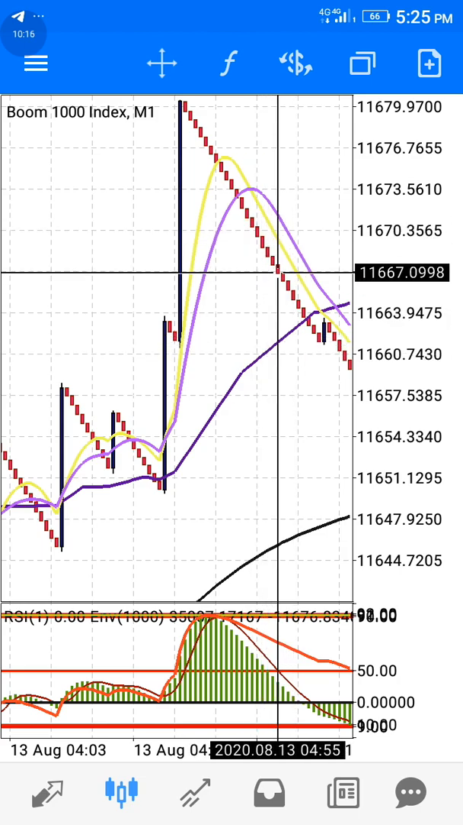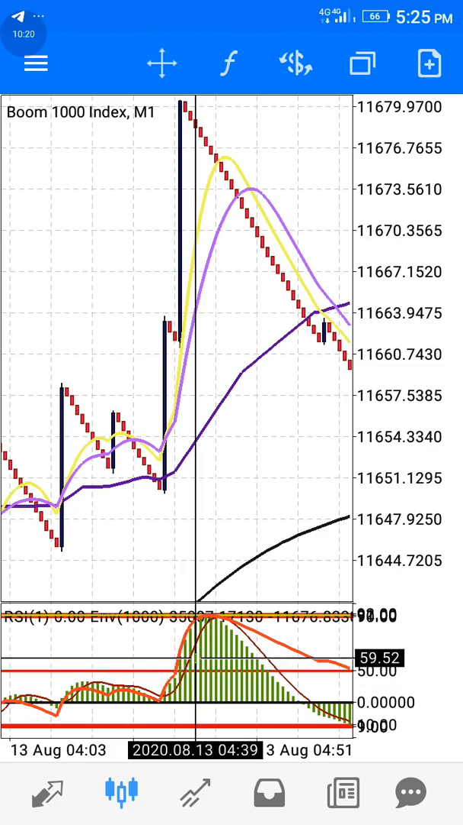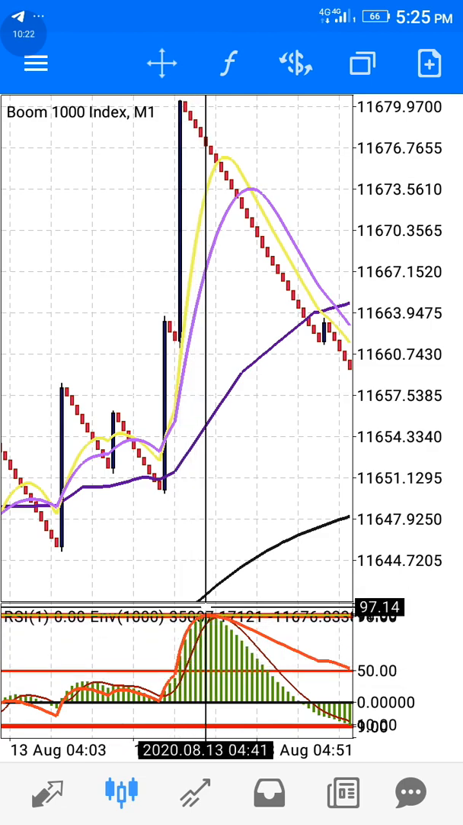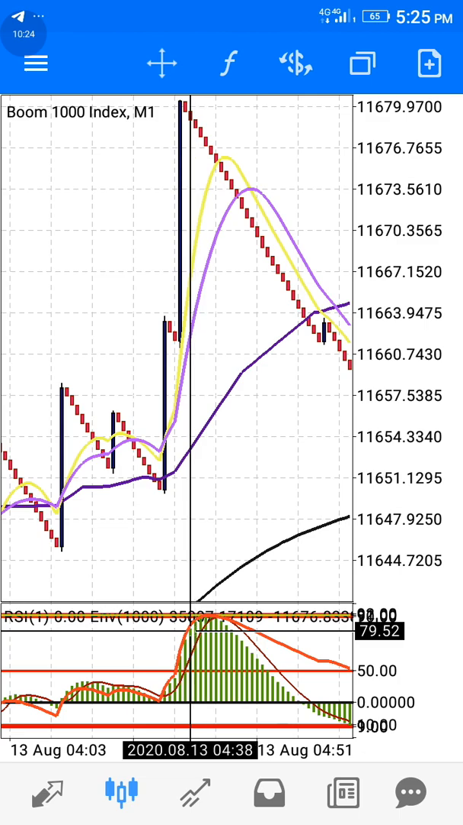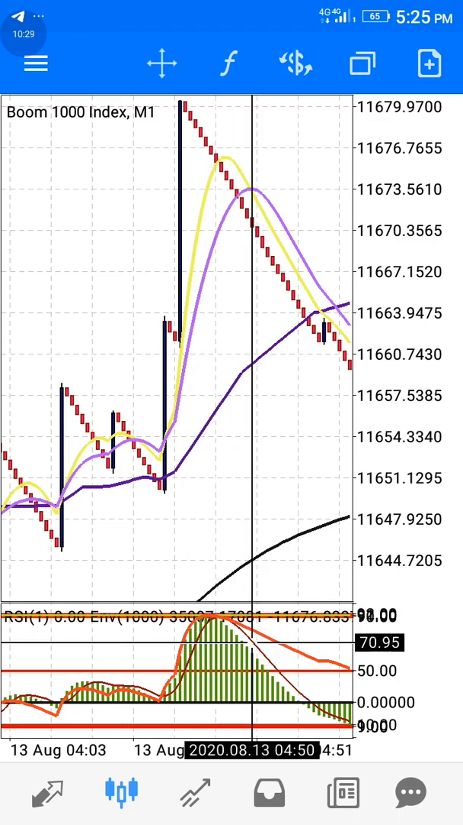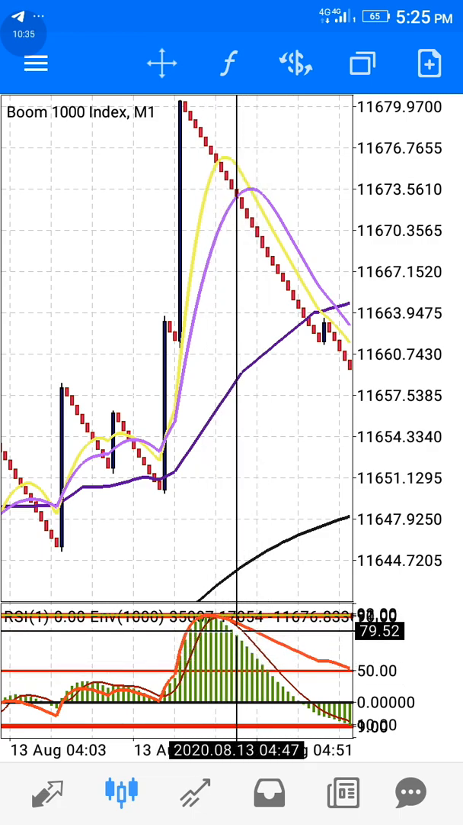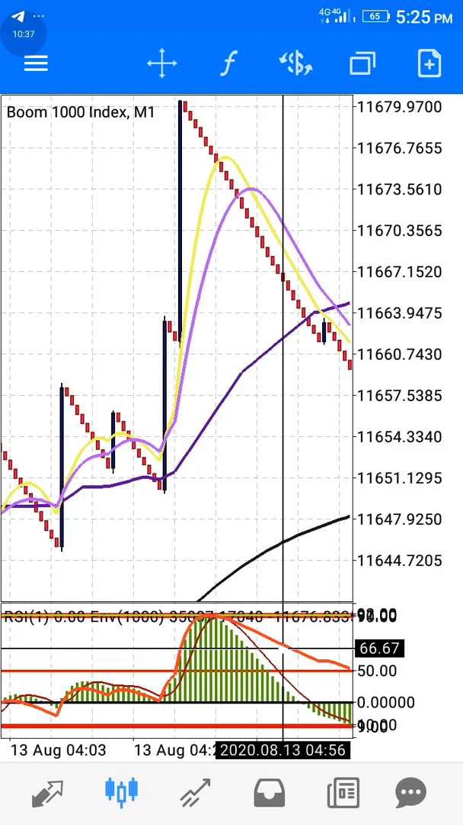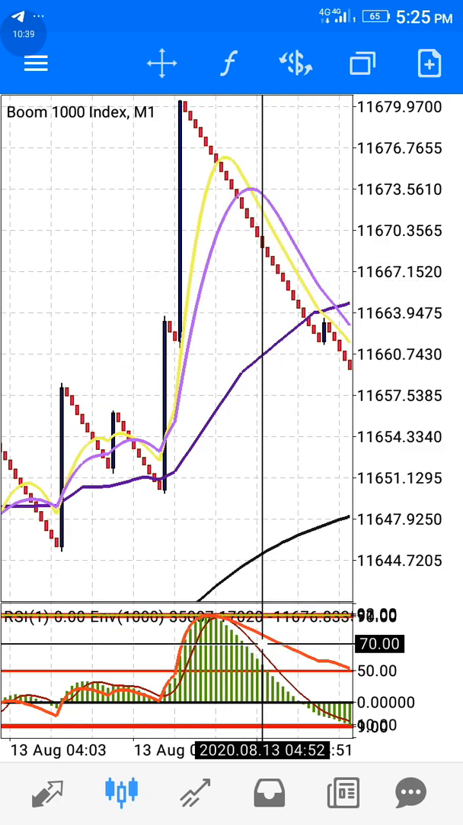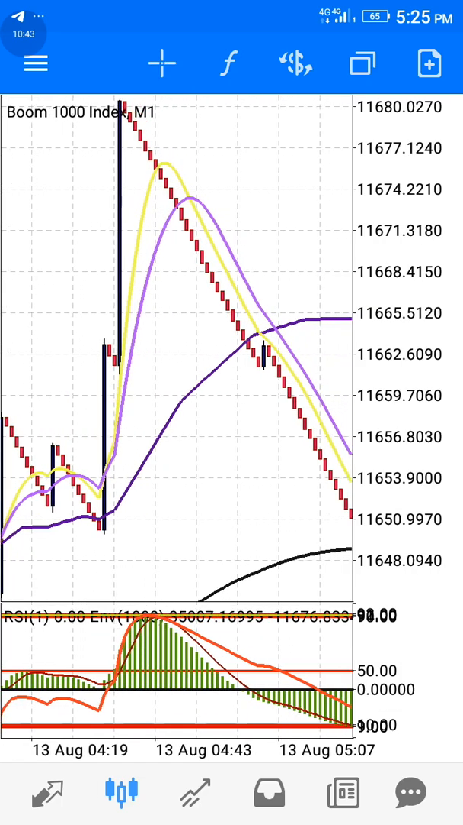So that is that. When this histogram touches this 90% level here, and you notice that this red moving average crosses down like this, you are going to take your 5 to 10 minute candle. You notice it's a 1 minute candle. So when you take your 5 to 10 minute candle, you will be out of the market and wait for another opportunity. So let me show you where.